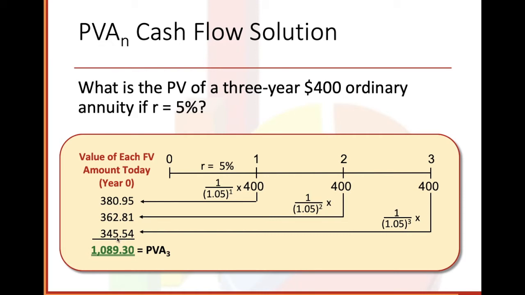So year 1 will be $380.95, year 2 $362.81, and year 3 $345.54. So the present value of the ordinary annuity is going to be $1,089.30.